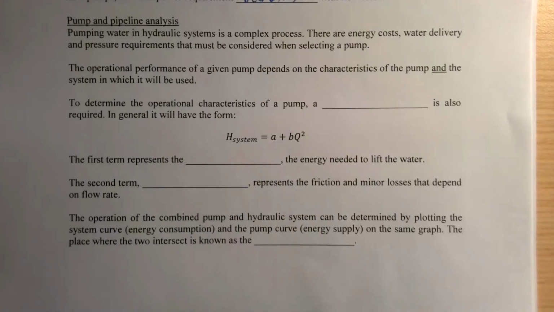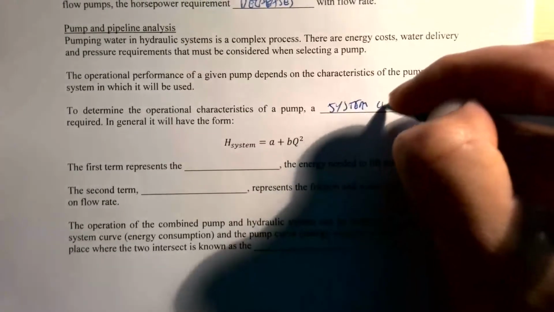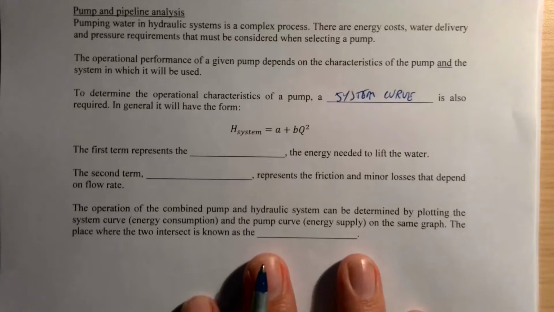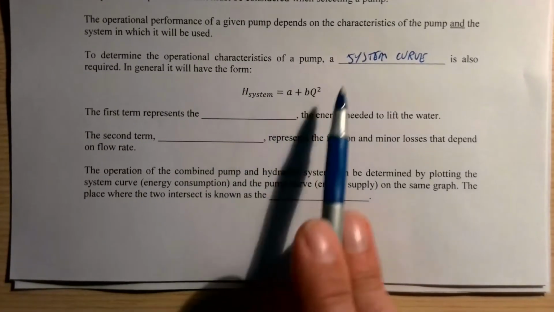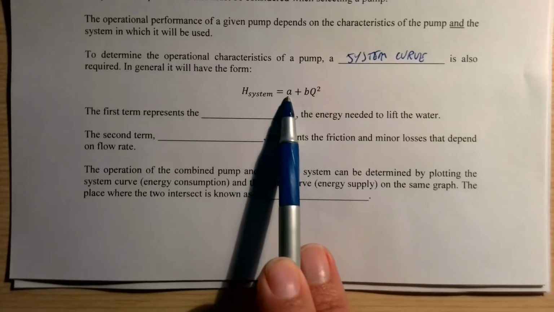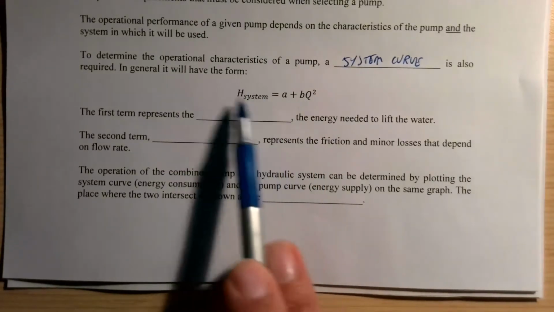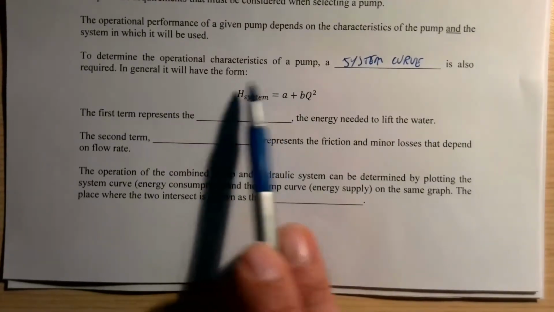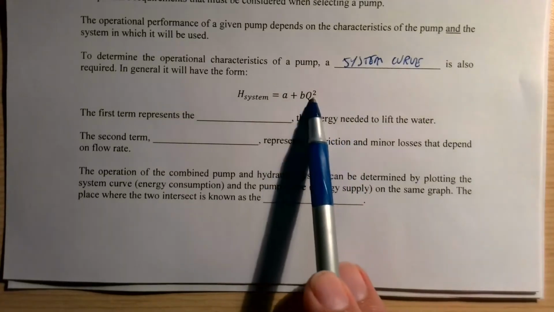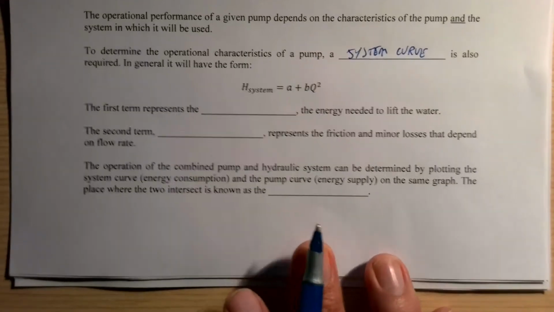So to determine the operational characteristics of a pump, we have what is called a system curve. A system curve is also required. The system curve will generally look something like this, and it's going to be a little bit more complicated than this, but in a simplistic way, we can think about it as having just two components: some constant A plus some other constant B times Q squared. Where Q is the flow rate, and this is the system head. And so this big H system is the energy that it takes to move fluid at a given flow rate through a pipeline. H pump is the energy I get from a pump at a given flow rate. So the energy that I get from the pump has to equal the energy that gets used up in the pipeline. That's the main idea.